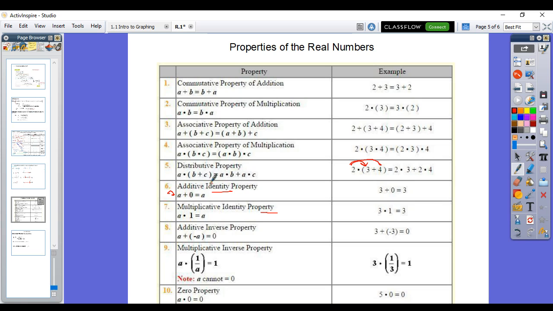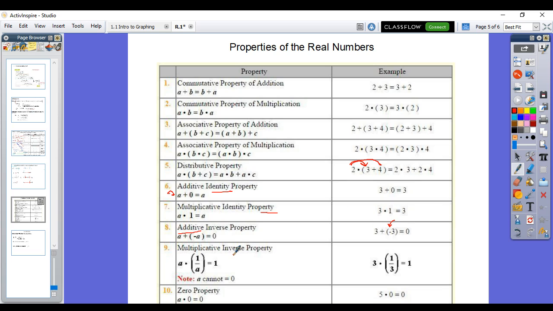The identity property means what do I add to a number to get that exact same number. In addition and subtraction, it's 0. 3 plus 0 is 3, 3 minus 0 is 3. In multiplication, it's always 1. 3 times 1 equals 3. 3 divided by 1 is still 3. Our inverse is what will get it to 0, the opposite. So in addition inverses, it's always the negative version of that same number.